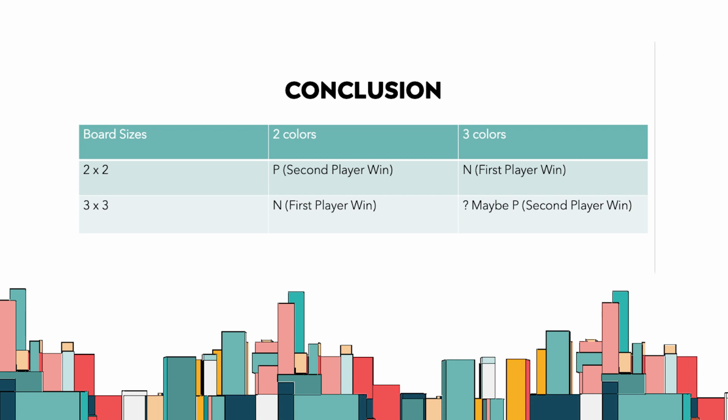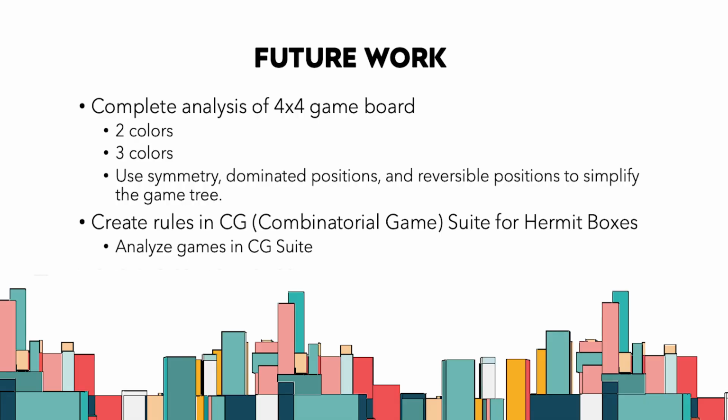However, for 3 colors in a 3x3 chart, we were not able to compute as it was getting larger and larger. However, with Professor Dong's help, we are going to assume that it's a second player win. Our future work for this project is analyzing the 3x3 chart and then going into the 4x4 game board with 2 colors and 3 colors.